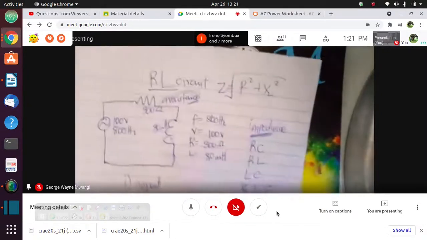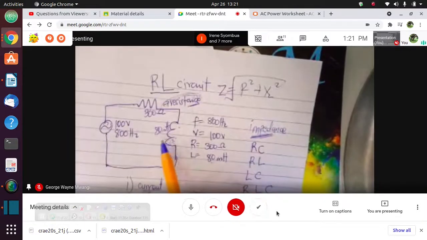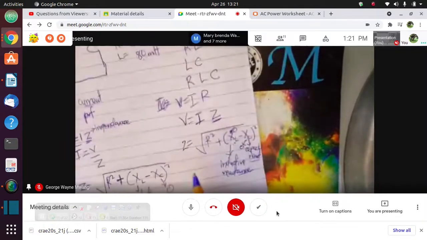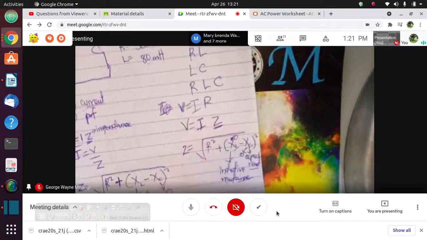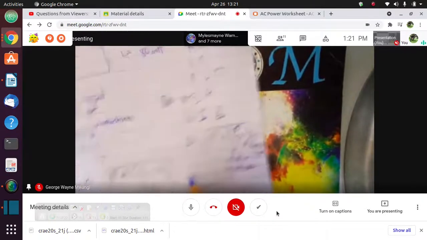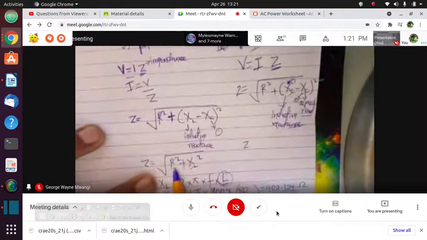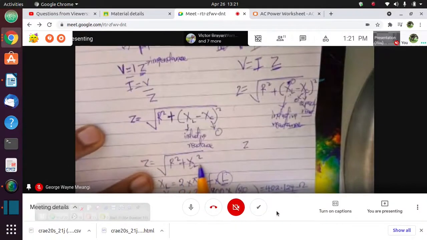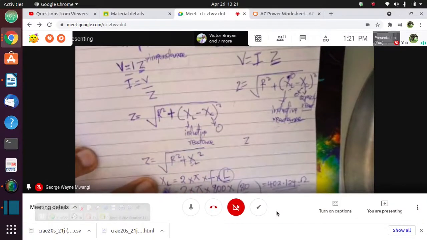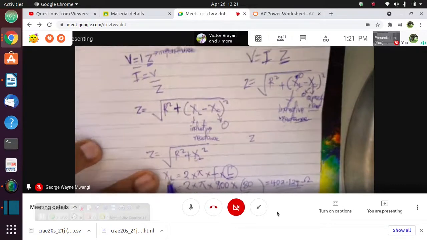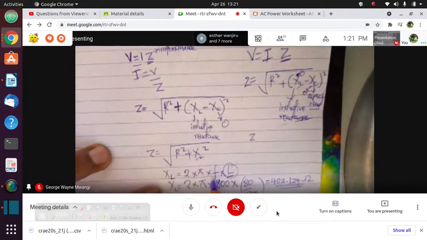In our case here, we have an inductor connected. So our capacitive reactance is 0. So how do we find impedance? You'll get that impedance is given by the square root of R squared plus XL squared. Now how do we find inductive reactance? It is 2 times pi times f times L.